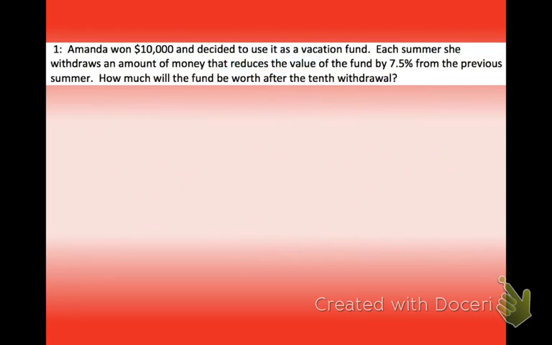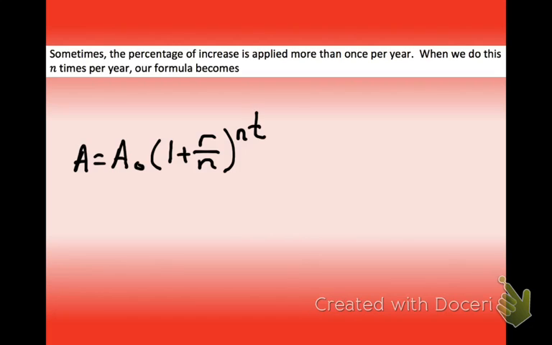The second example is a little different now. Sometimes the percentage of increase is applied more than once per year. So you apply it every month or every quarter, every half year. So when we do this, the formula changes just a little bit. So it's actually going to be now A equals a sub 0 times 1 plus r over n raised to the n t power. So again, A is going to be your total amount.